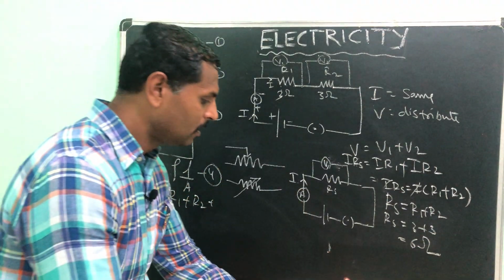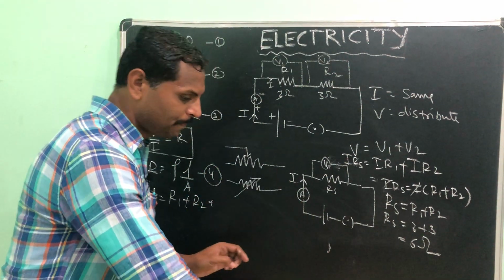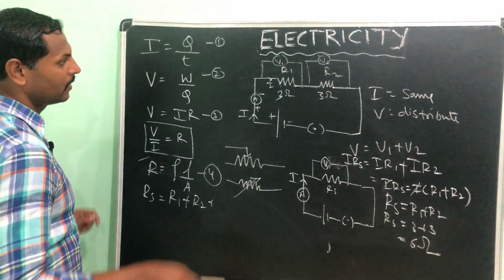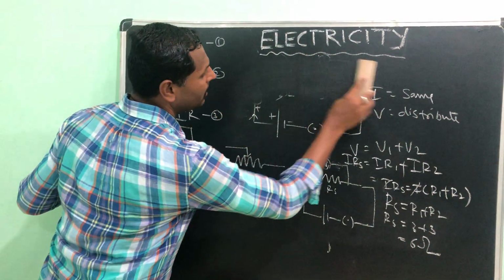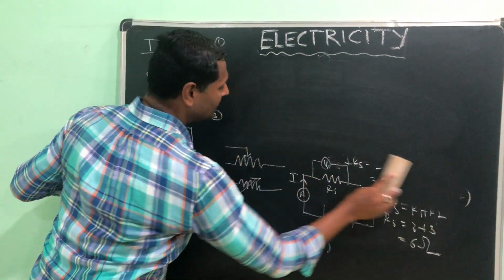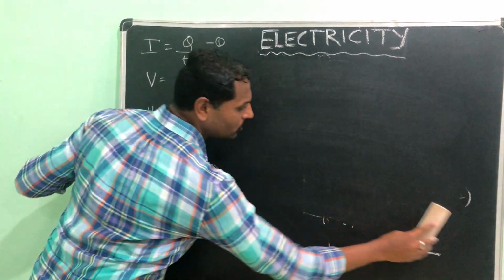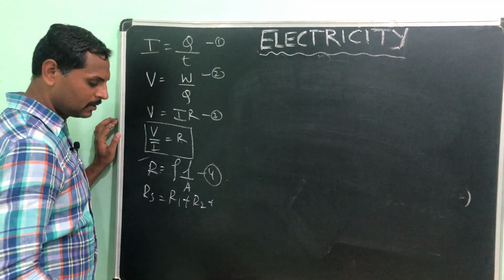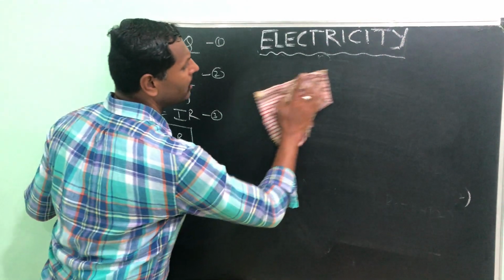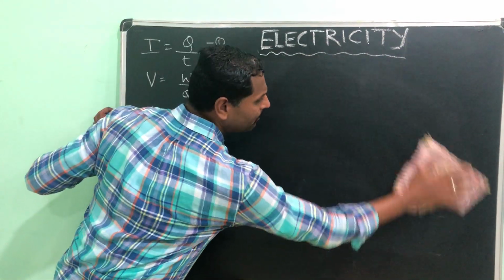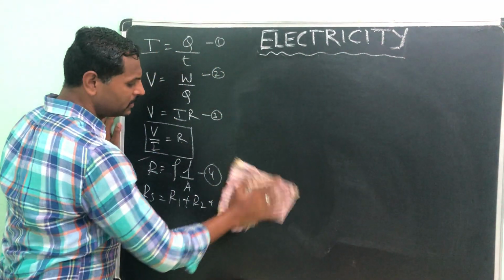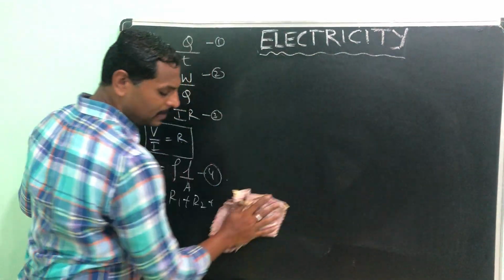Okay. Now I will come to the parallel connection. In the series connection, always what is going to distribute? Yes, voltage is going to distribute, and what is going to remain the same? Current is going to remain the same. That's it. Okay, right then.